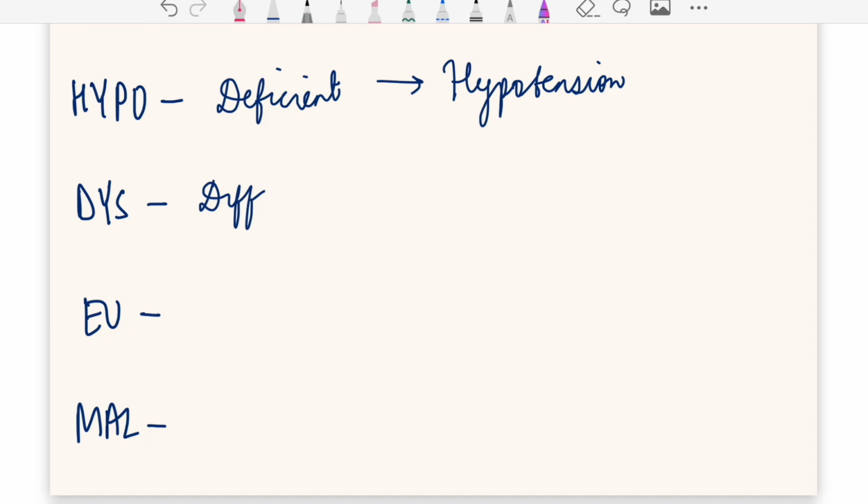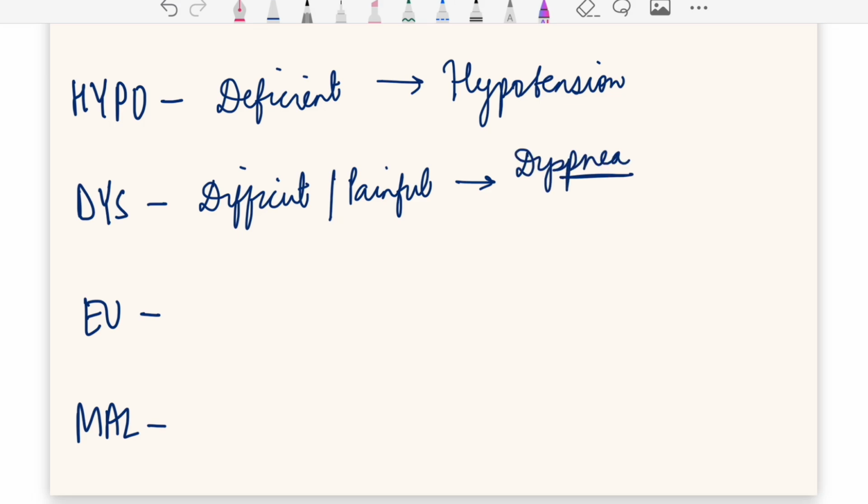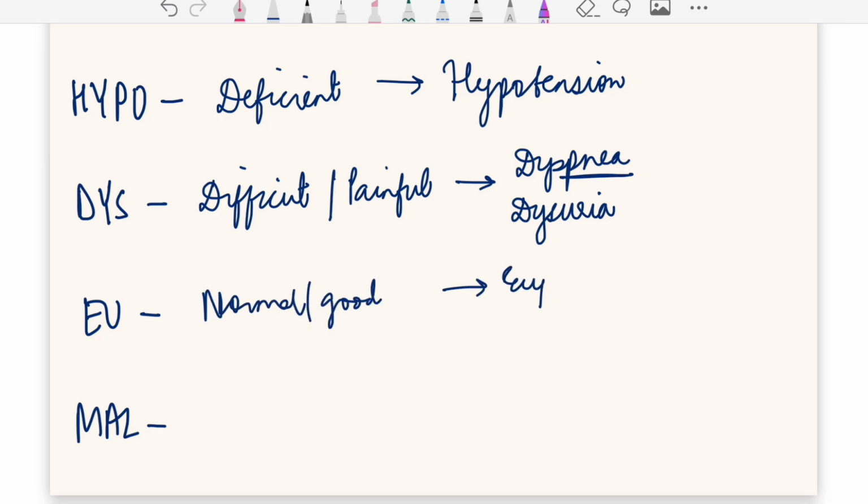Dys means difficult and painful. For example, we have dyspnea. Dyspnea is difficult or painful breathing. Pnea is any term which is related to breathing. Then we have dysuria. Dysuria is again a clinical condition which refers to painful urination. Eu is normal or good. For example, eupnea, which means normal breathing.